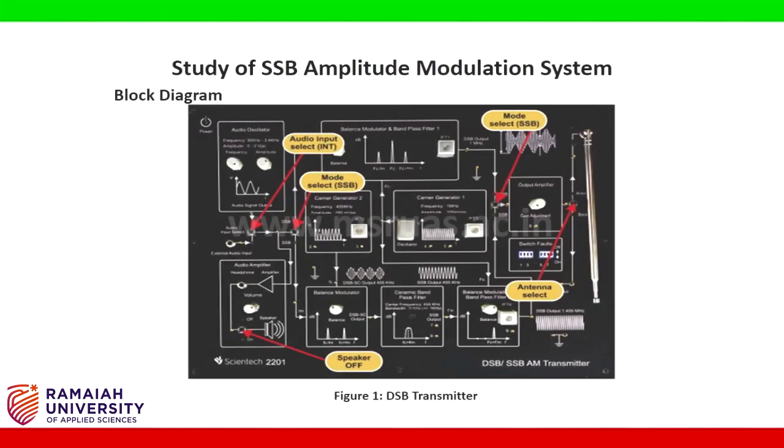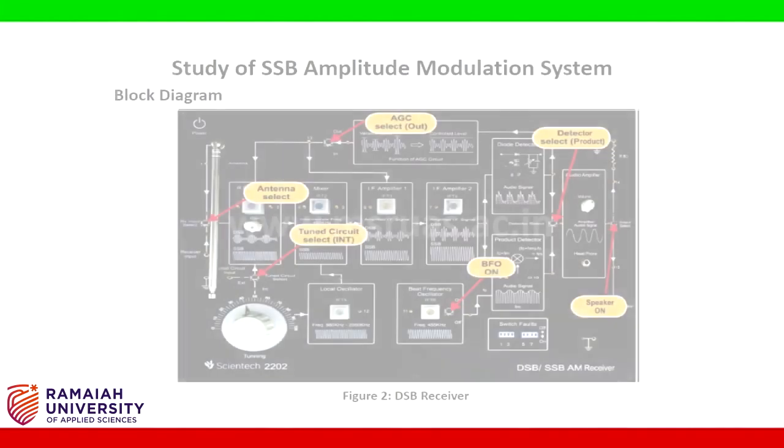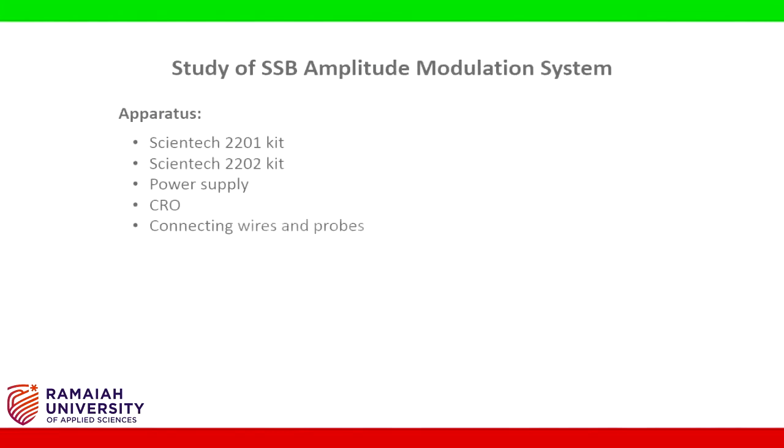The block diagram for AM transmitter kit which supports SSB modulation is shown here. The block diagram for AM receiver kit which supports SSB demodulation is shown here. The apparatus required for this experiment are Scientech 2201 kit, Scientech 2202 kit, power supply, CRO, connecting wires and probes.